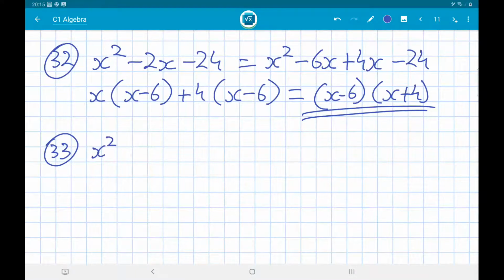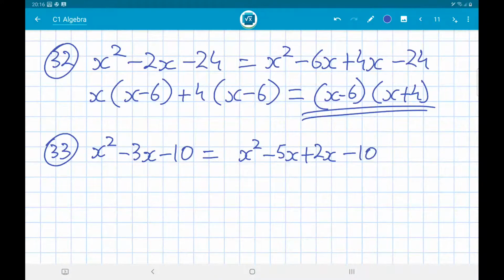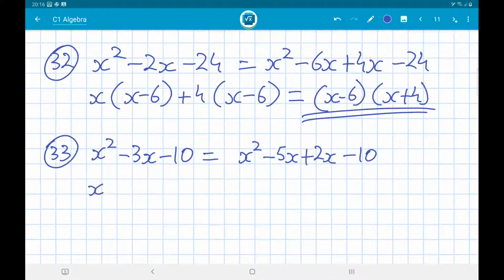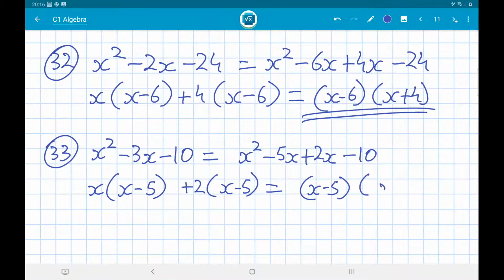33. x squared minus 3x minus 10. Right, so we've got to multiply something. I think it's minus 5 and 2, to be entirely honest. x squared minus 5x plus 2x minus 10. We end up with x as a common factor, x minus 5 in the brackets, and then plus 2 as a common factor, x minus 5 in the brackets. And you have x minus 5 as a common factor, and x plus 2. That looks final for that one.